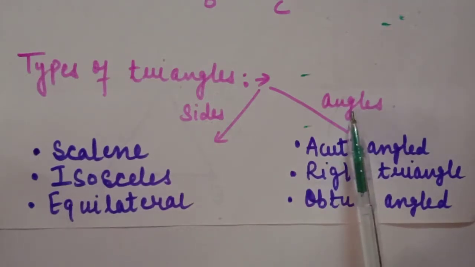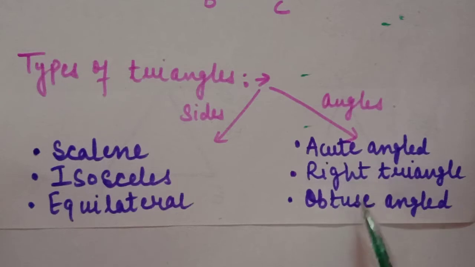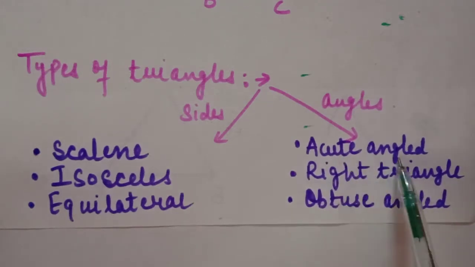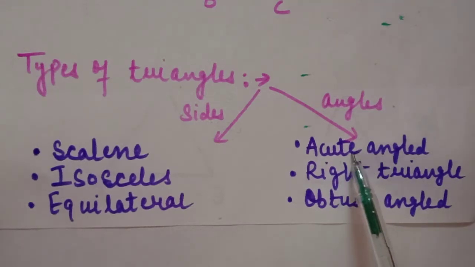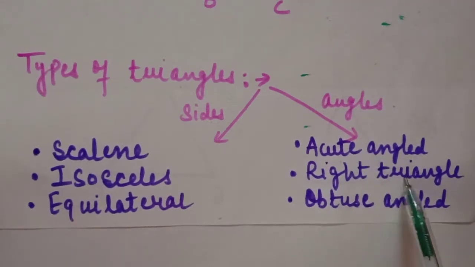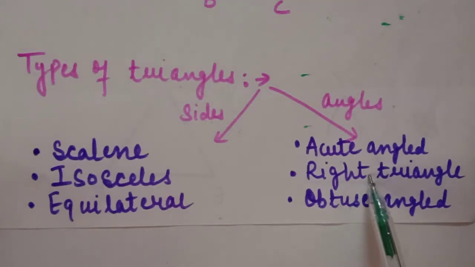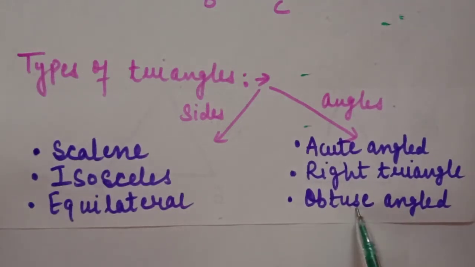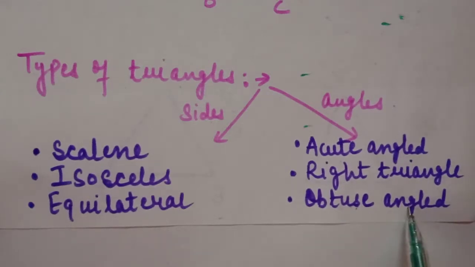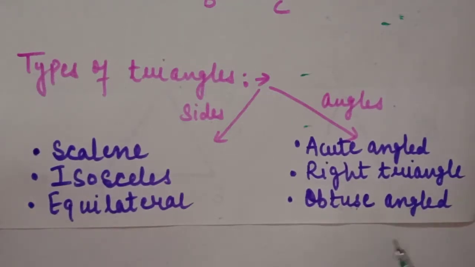On the basis of angles, we have three different types of triangle. Acute angled triangle, in which all angles are acute. Right angled triangle, in which one angle is 90 degrees. Obtuse angled triangle, in which one angle is obtuse. This is the classification of triangles on the basis of sides as well as angles.